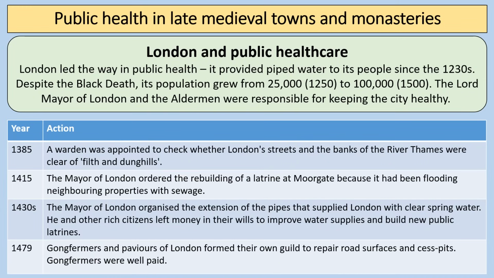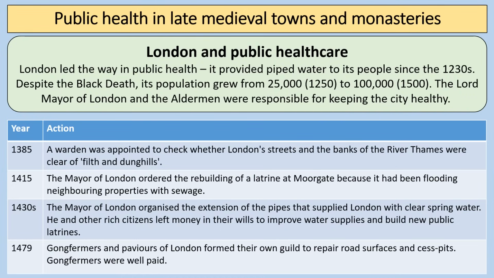So there are some examples here of what was done in London after the Black Death. In 1385, a warden was appointed to check whether London streets and the banks of the River Thames were clear of filth and dunghills. In 1415, the Mayor of London ordered the rebuilding of a latrine at Moorgate because it had been flooding neighbouring properties with sewage. In the 1430s, the Mayor of London organised the extension of the pipes that supplied London with clear spring water. He and other rich citizens left money in their wills to improve water supplies and build new public latrines.